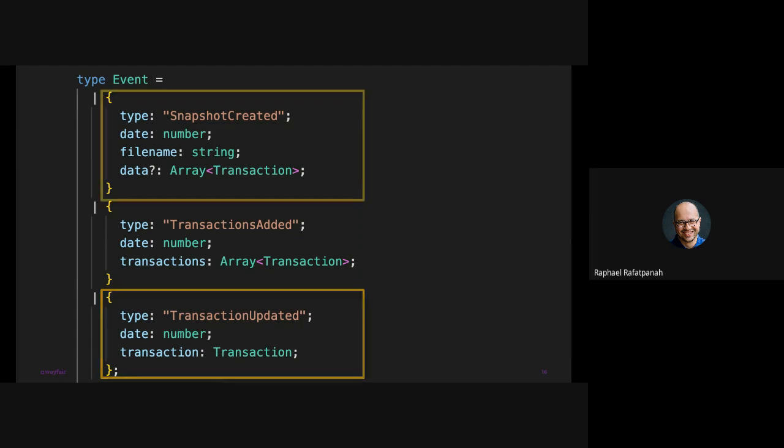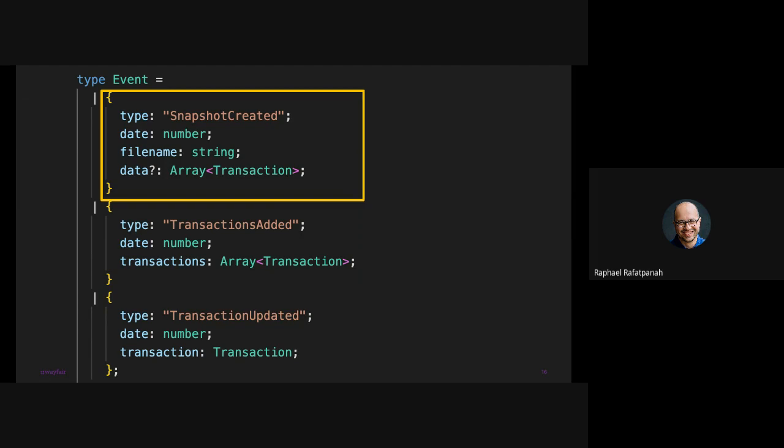We also have a snapshot created event, and this is useful for things like your initial state of the application. Let's say you've built an application that is not event sourced, and you're migrating to an event sourced system, and so you want to get your initial state. Well, this is how you do it. You have an event with your snapshot, and your snapshot represents the current application state at that point in time. In this case, I have a date, which is the point in time, a file name, which is like a file path to my JSON data, and then optionally I can have the data in this event as well.